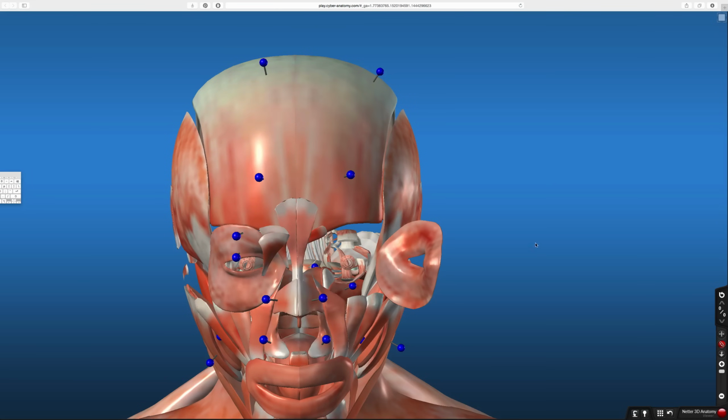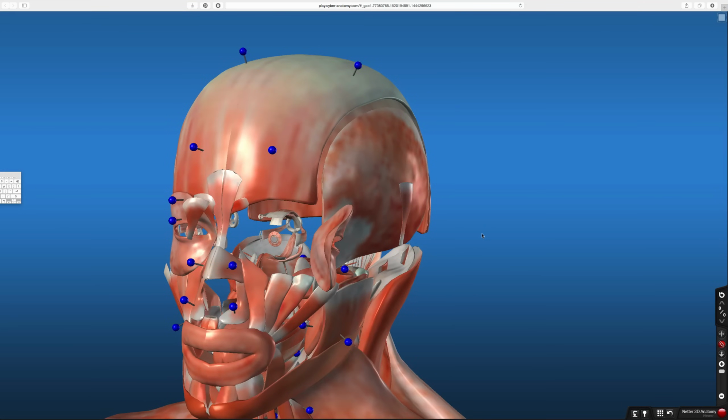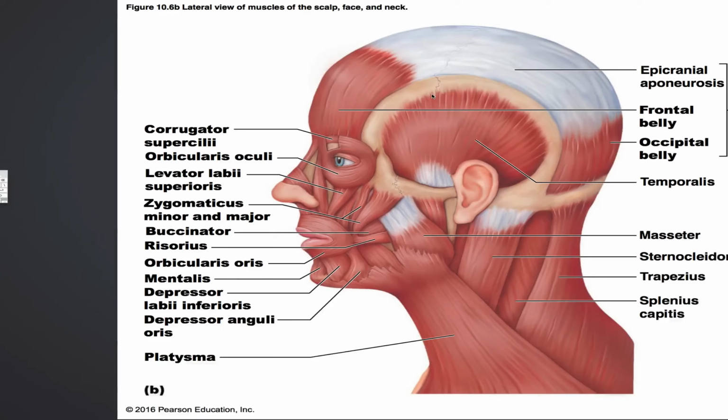So these are the three muscles that we're going to be looking at over here: the frontal belly, the occipital belly, and the corrugator supercilii. Now let's move on to the next group of muscles.